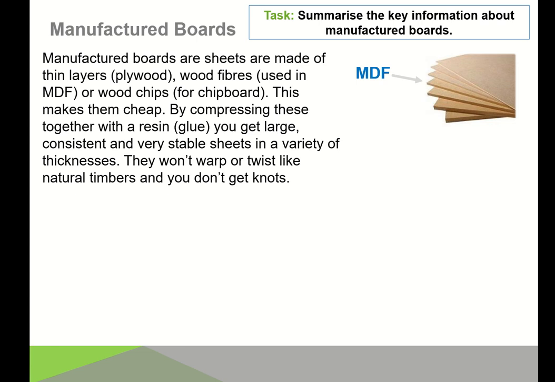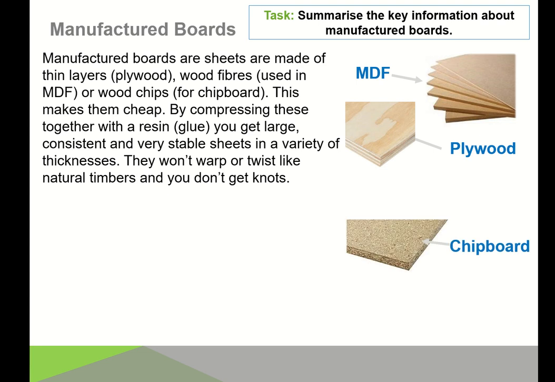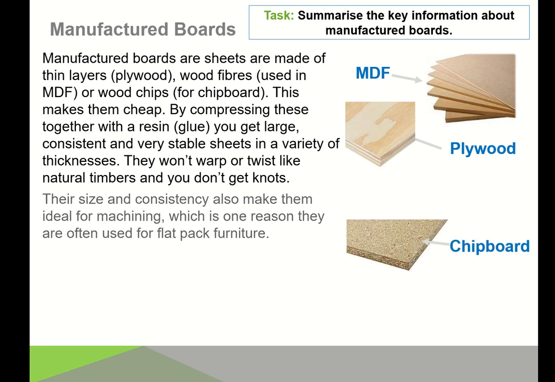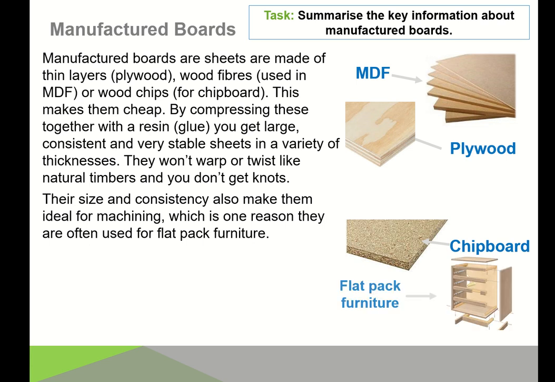So there's MDF, like I said, made with compressed wood fibres and resin. Plywood, that's lots of very thin sheets of wood glued together. And chipboard. Okay, their size and consistency also makes them ideal for machining, and that's one reason why they're often used for flat pack furniture. So the type of thing you buy at IKEA and assemble yourself at home.